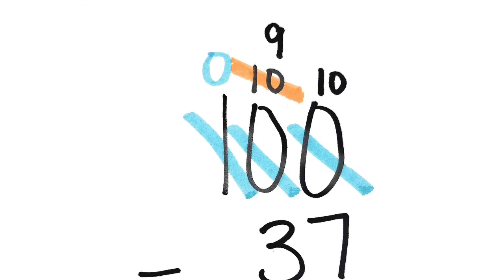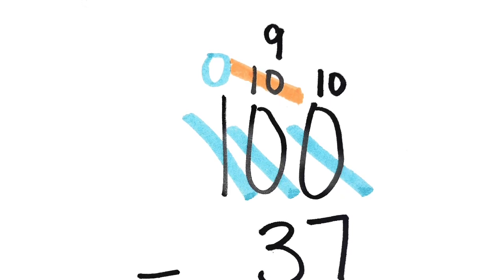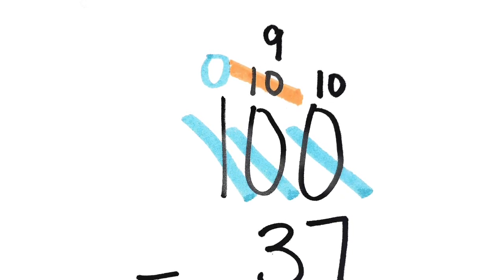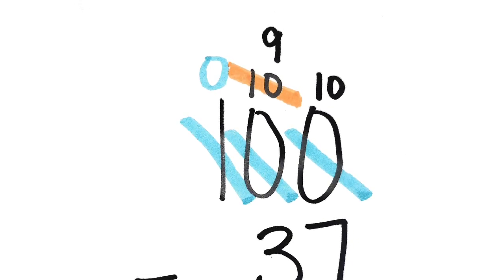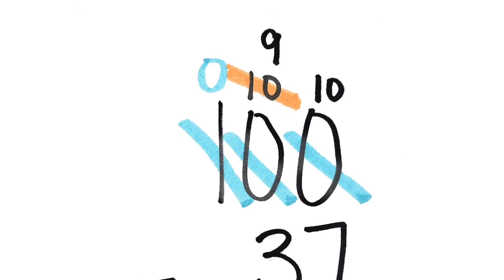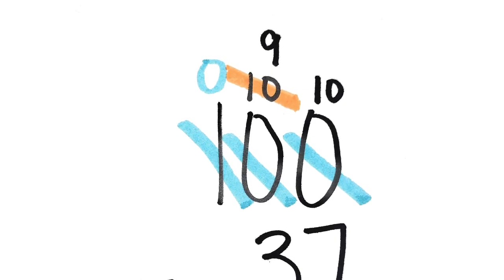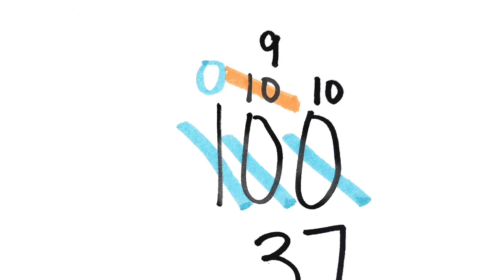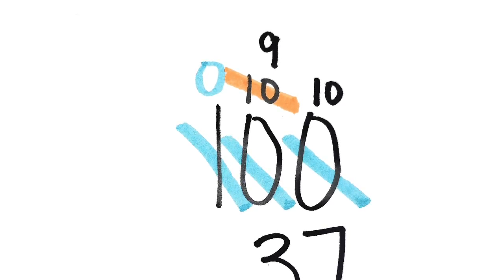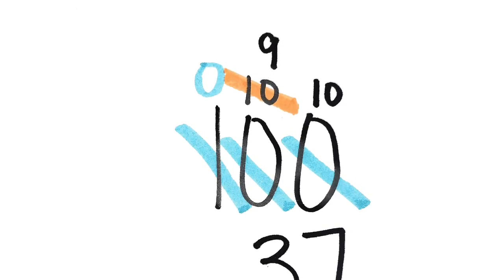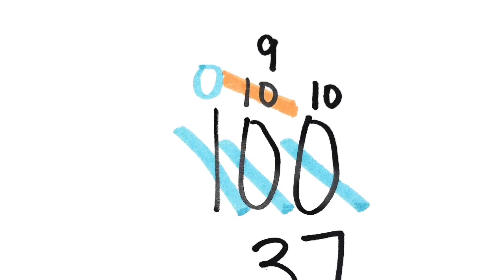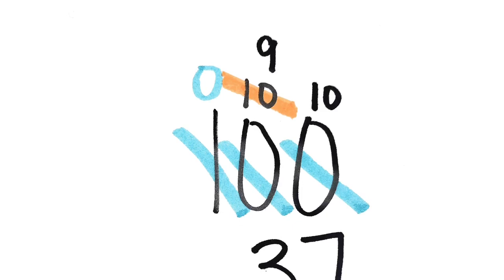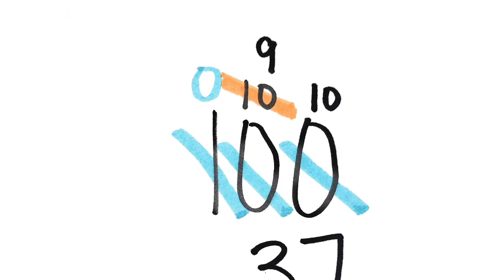But I don't have 0 ones and 0 tens. Really, I have 100. So if I ungroup the 100 into 10 tens, then I have some tens to take away 3 of them. But I still don't have enough ones. So you can see here how I've ungrouped by crossing off the blue lines through each of the numbers. I no longer have 100. I have 0 hundreds. I have 10 tens.